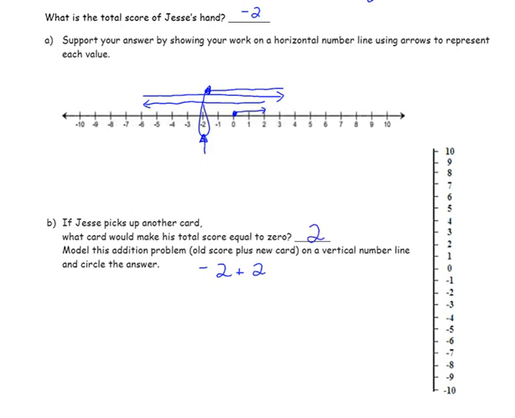Then, modeling that on the number line, remember for addition to start at 0. We have a negative 2, so we're going down to the negative numbers, and then positive 2 we go up to, and then circle the answer where you end up.